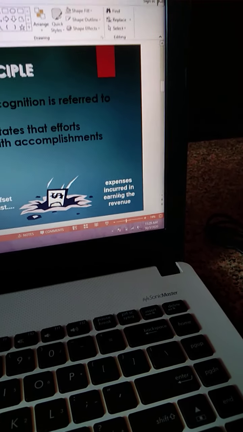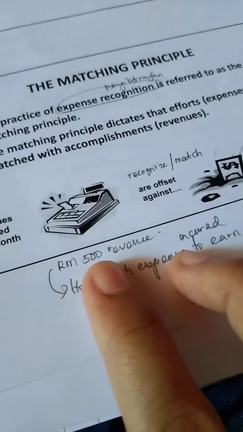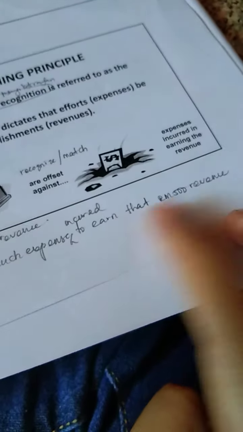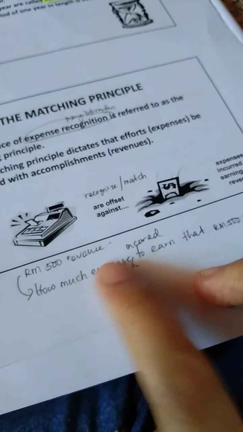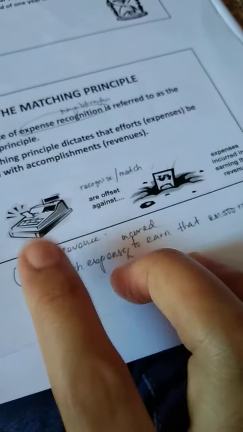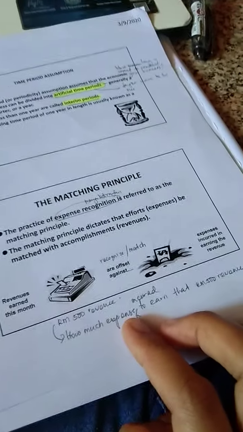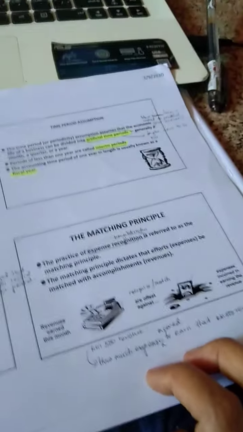Just now you got the revenue, for example, let's check my note. For example, you got revenue on that month, 500 ringgit revenue. So how much expenses were incurred to earn that 500 revenue? Now for the matching principle, the expenses in that period to earn this 500 revenue, you need to match them together. So we know this 500 revenue you get is from these expenses you incurred just now. So we call it the matching principle.